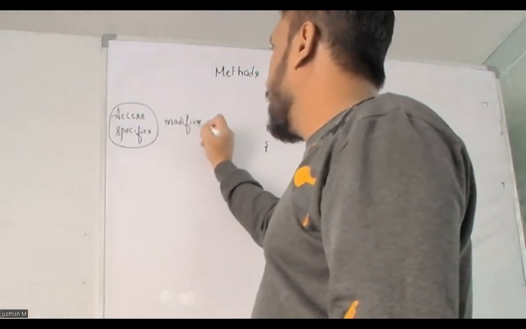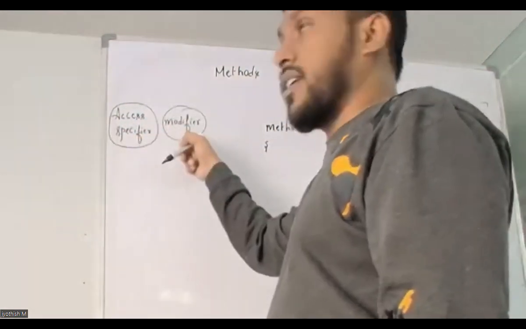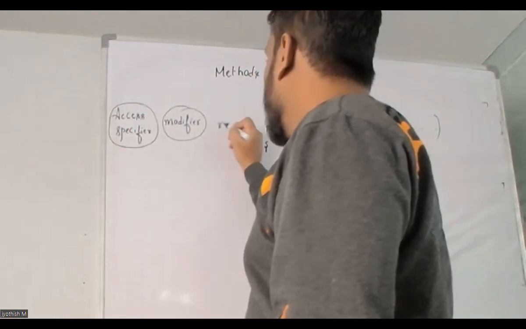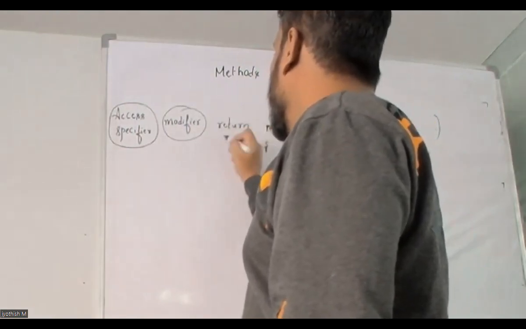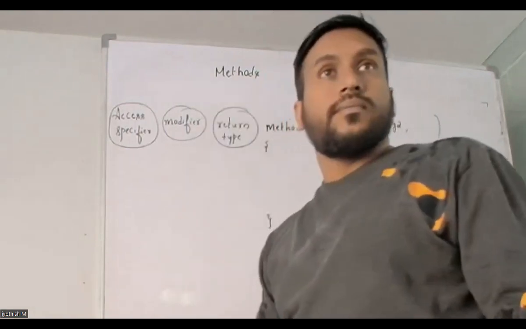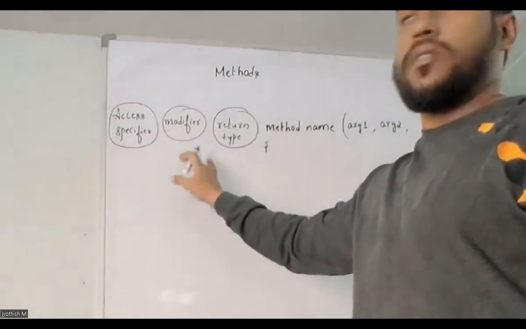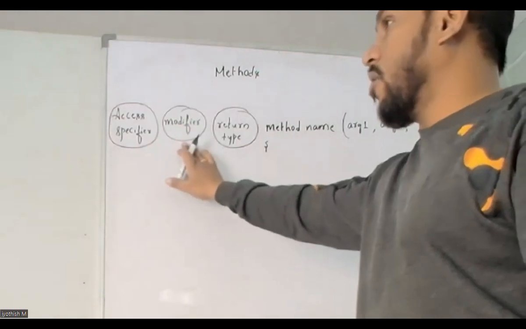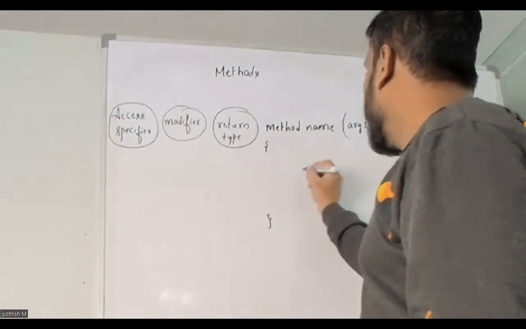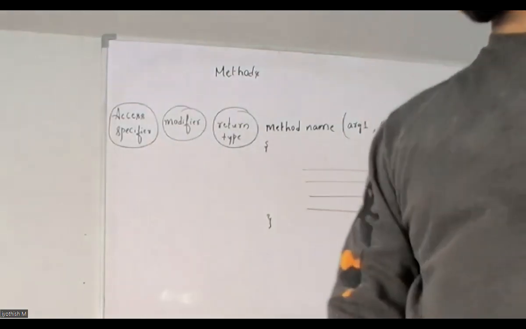There are two types of modifier: static and non-static. Public static void. Void is nothing but the return type. So these three things should be written before the method: access specifier, modifier, return type. Then you will write the method name, and inside this you will write the code. Make a note of the syntax.